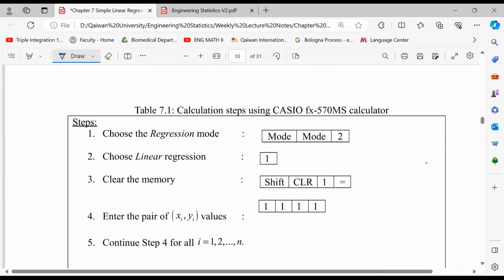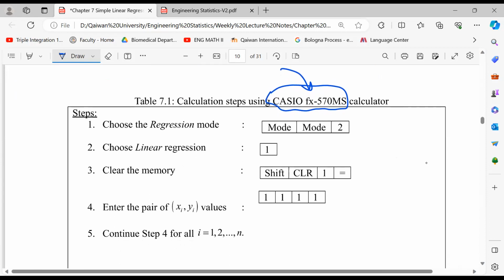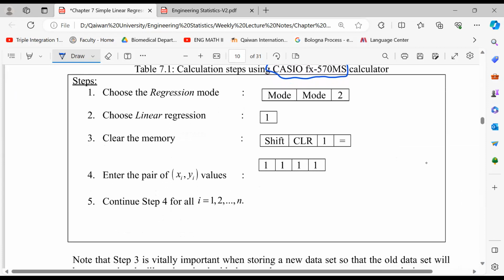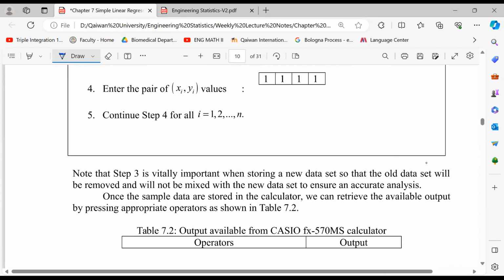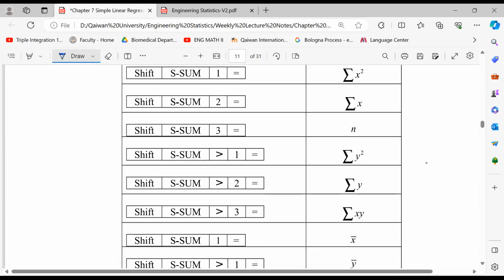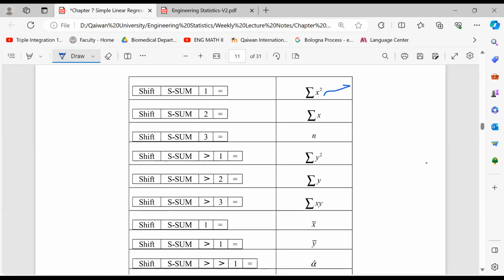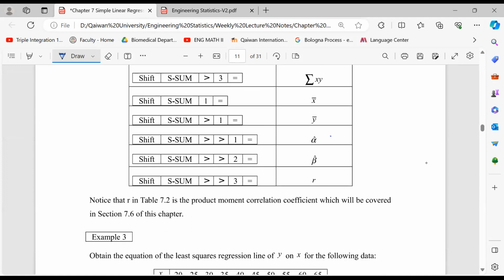Here, in this type of Casio calculator, you could find these all. Look, these are the steps for finding the sum of x squared. You just push these buttons. And then for finding alpha hat and beta hat, you could find them by pushing these buttons.